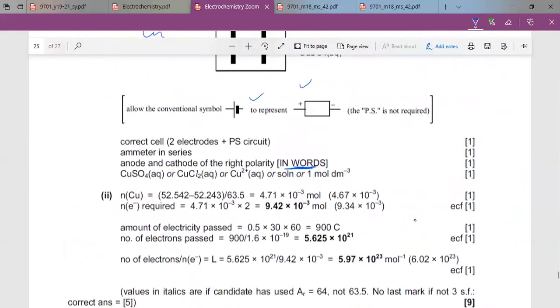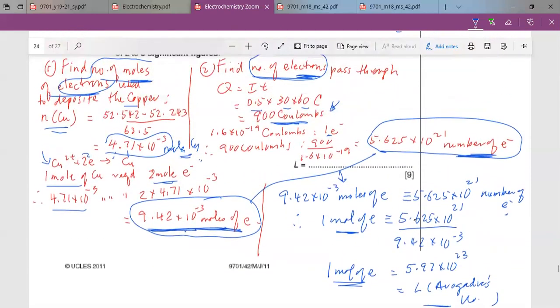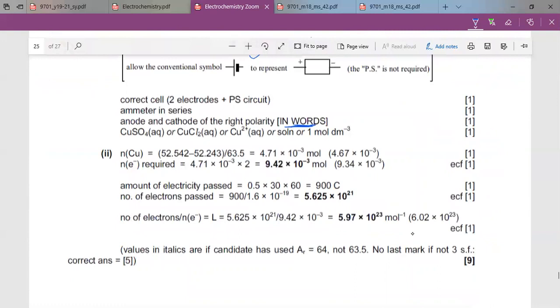Okay, so here it says calculate first the number of moles of copper, and then the number of moles of electrons. See, 2 marks here. Number of moles of copper, 1 mark. Number of moles of electrons, 1 mark. So the marking scheme is very important.